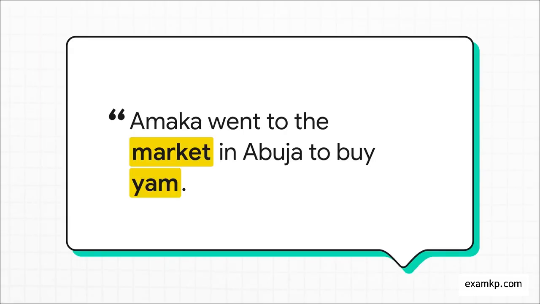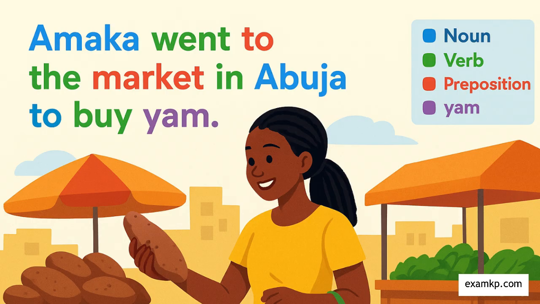For instance, check out this sentence. Oma went to the market in Abuja to buy yam. Oma is a person, market and Abuja are places, and yam is a thing. See, all four of them are nouns and all they are doing is the job of naming stuff.